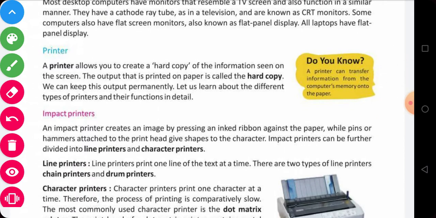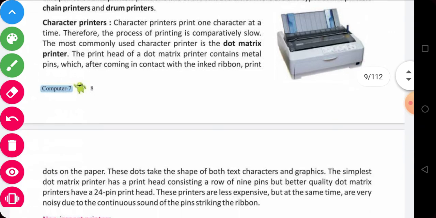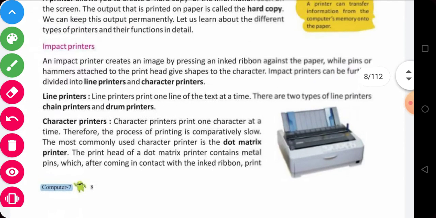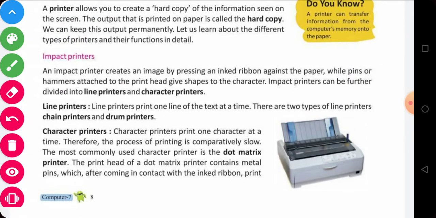A printer allows you to create a hard copy of the information on the screen on paper, and the output on the paper is called hard copy. The two types of printers are impact printer and non-impact printer. Examples of impact printers are line printer and character printer. Line printers print line by line at a time. There are two types of line printer. First one is called the chain printer. Second one is called the drum printer.